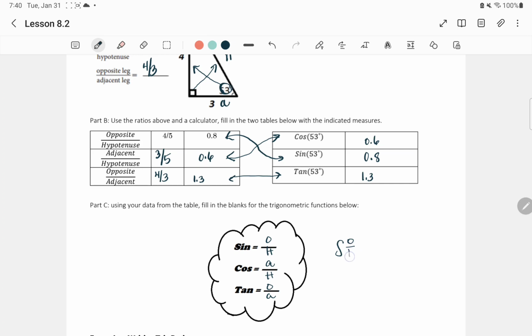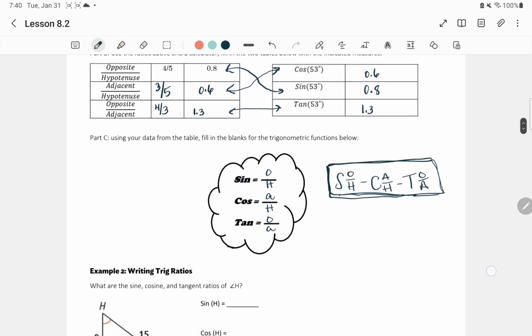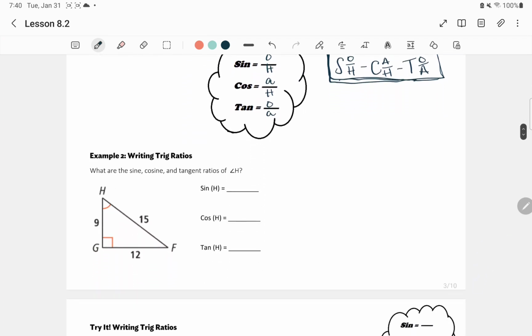And we do that by saying SOH CAH TOA. So, SOH CAH TOA. Okay? You have to memorize this. So what I would get in the habit of is every time that you start a new problem, you write out SOH CAH TOA. Okay, so let's go over an example, and then we'll be finished.